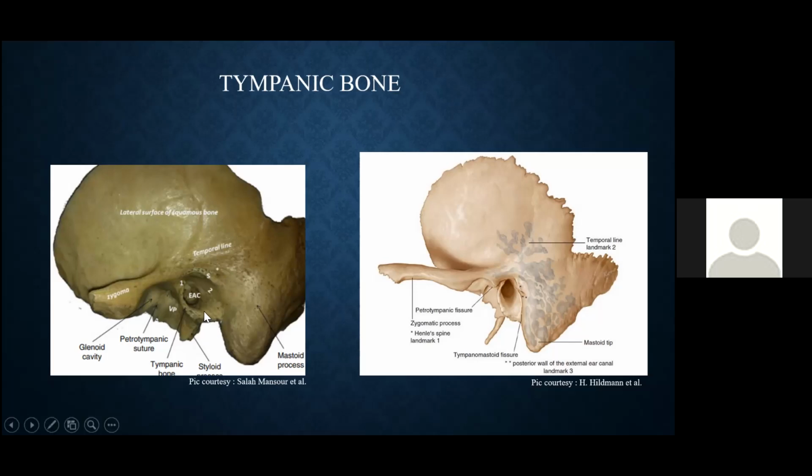The tympanic bone, sometimes its inferior part gives a projection or a process inferiorly, which is called the vaginal process. Not seen in all temporal bones.